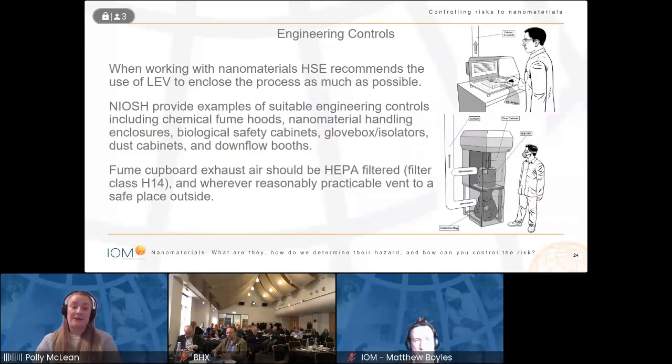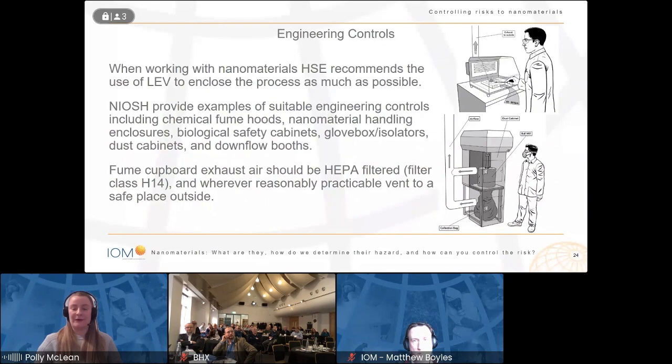So if I first go over the recommendations for engineering controls, the basic principle is that you want to have a barrier between workers and nanomaterials just to reduce the risk as far as reasonably possible. So the HSE recommends the use of LEV to enclose the process as much as possible. And there's lots of really good guidance from NIOSH which gives some good examples specific to processes. I've just added in some images here from the NIOSH guidance. But there's examples which include chemical fume hoods, handling enclosures, safety cabinets, glove boxes, those types of things. But crucially, the exhausted air should be HEPA filtered and wherever possible vented to a safe place outside.